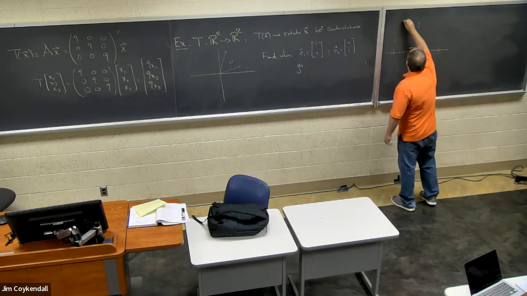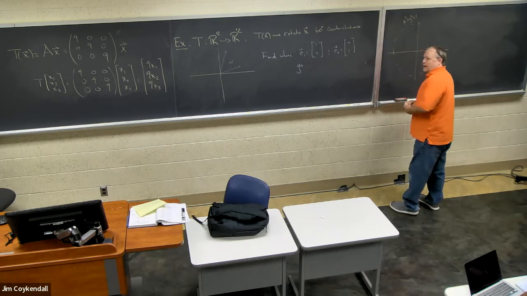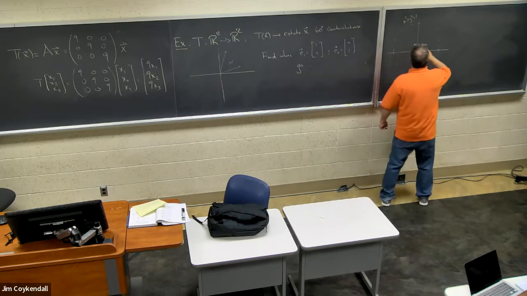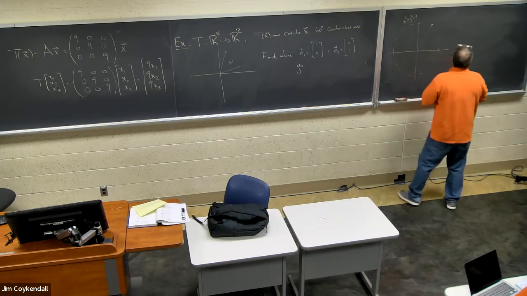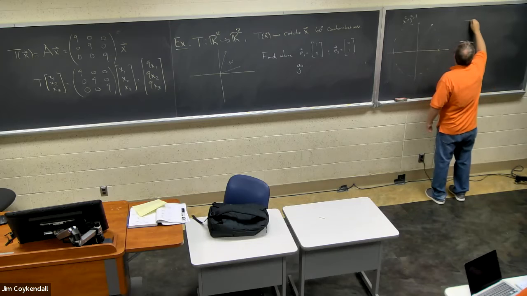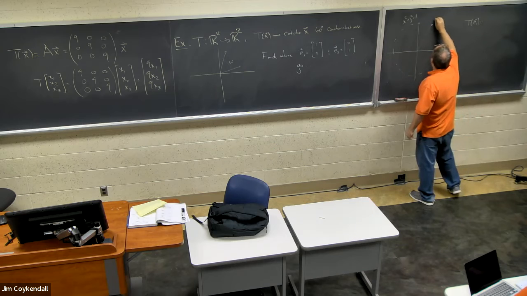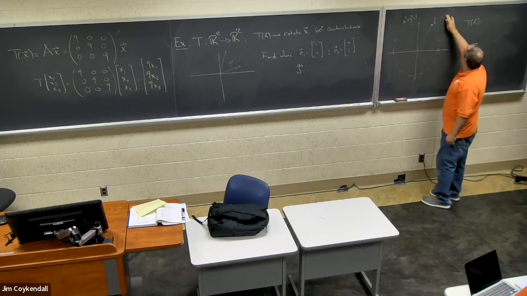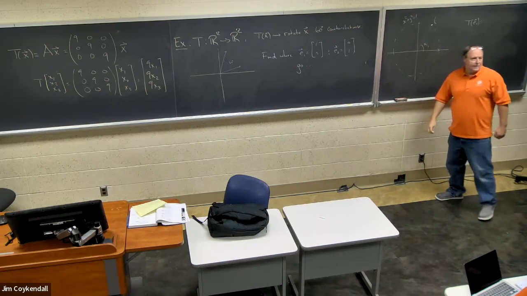And this is on the unit circle x squared plus y squared equals 1. And it rotates 60 degrees, pi over 3 radians. So it ends up here. So T of E1 ends up here. How can I figure out what the coordinates are? This is pi over 3 radians.